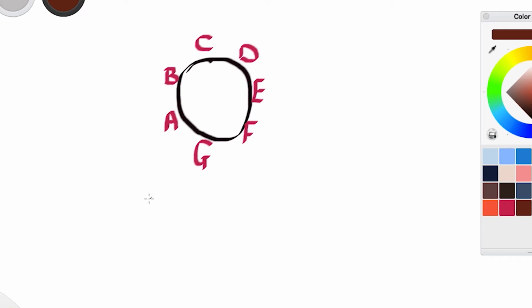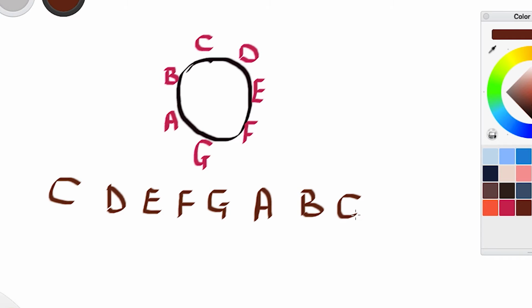What you need to know is from C. Let's just focus on key C because it's a natural key which we can actually understand how it works because it's just plain white keys. So from C, D, E, F, G, A, B, and back to C. So this is 1, 2, 3, 4, 5, 6, 7, and 8. So this is what makes up our major scale.